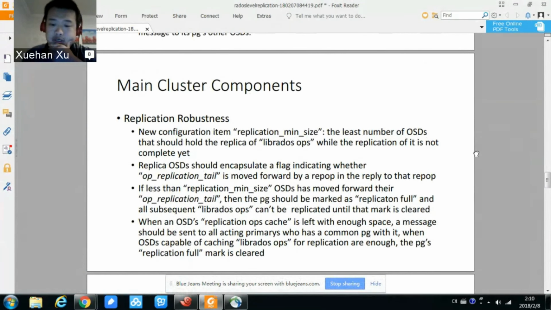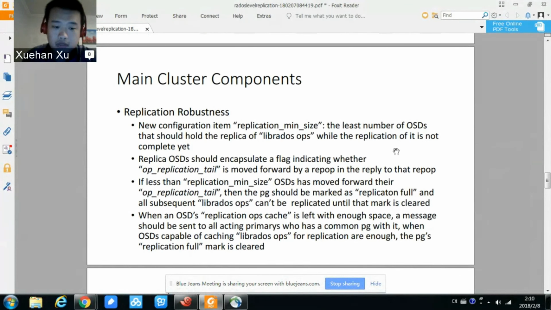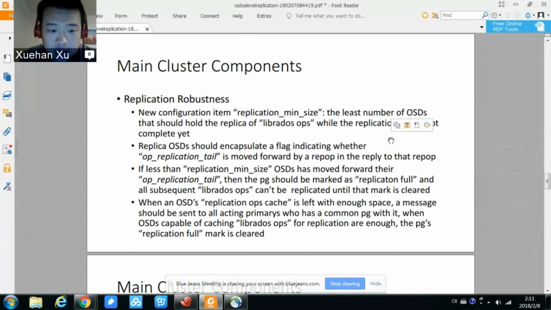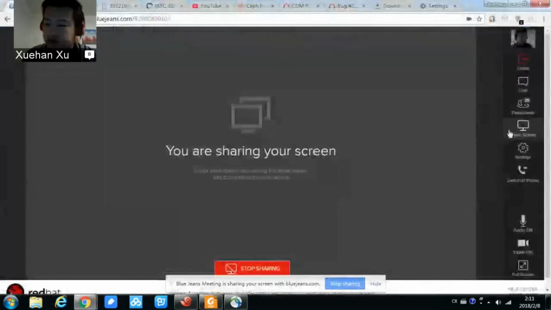Now, another thing we have to consider is replication robustness, and by that we mean that... sorry, I don't know. Till now, am I making myself clear or not?